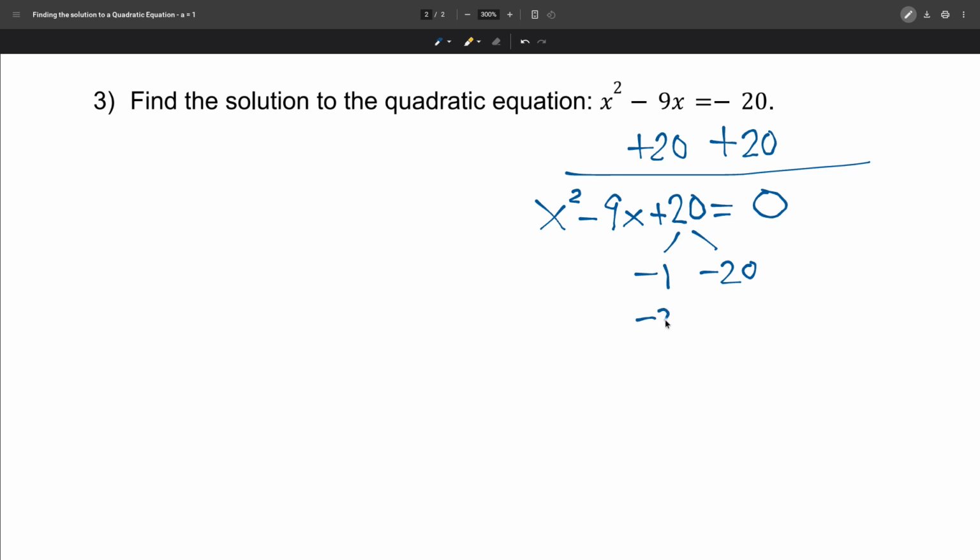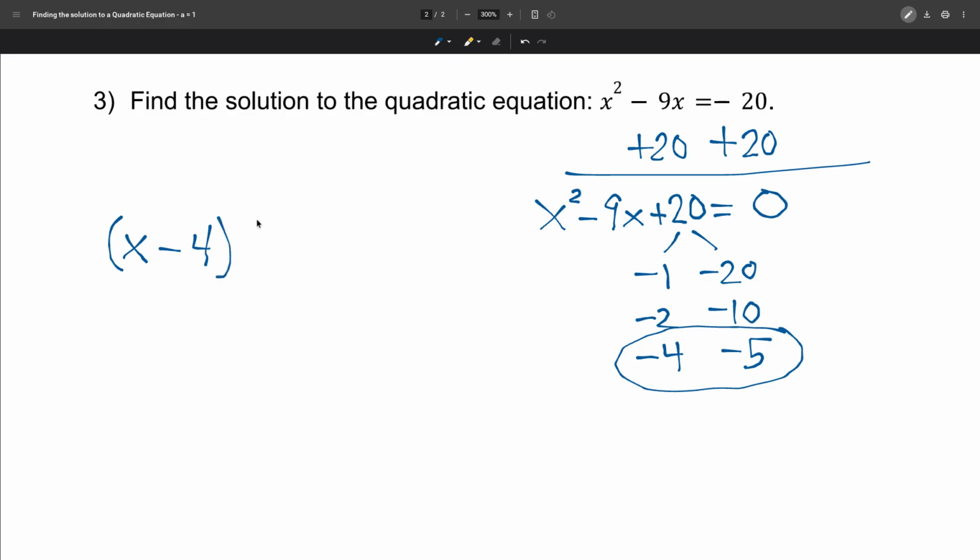That's not quite right. We could do negative 2 times negative 10. That multiplies to positive 20, but adds to negative 12, so we're still not there. We could also do negative 4 times negative 5, which multiplies to 20 and adds to negative 9. So this is the pair of factors we want. We'll write this in factored form as x minus 4 times x minus 5, and that equals 0.